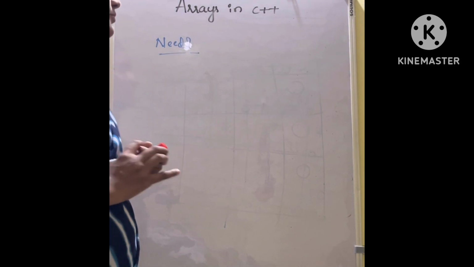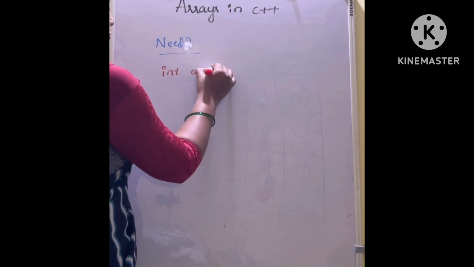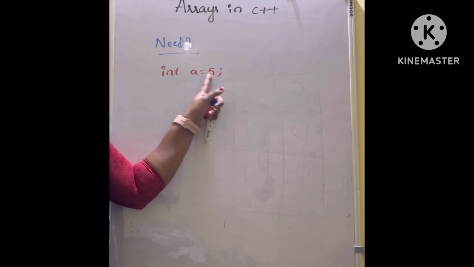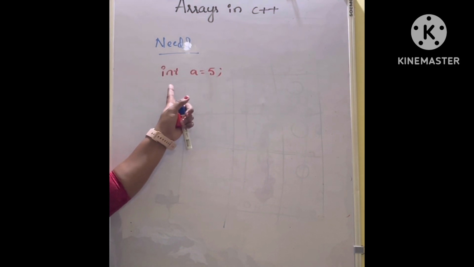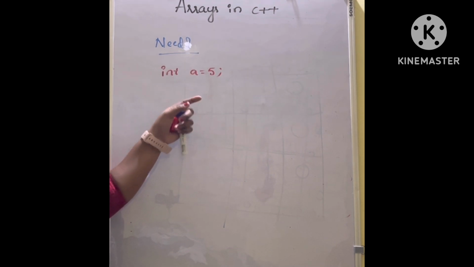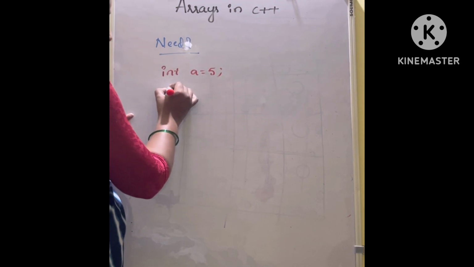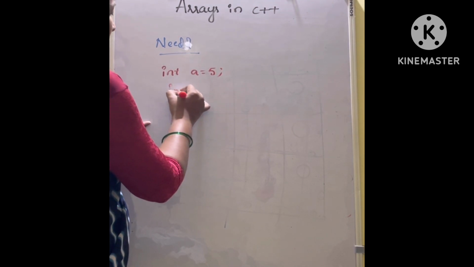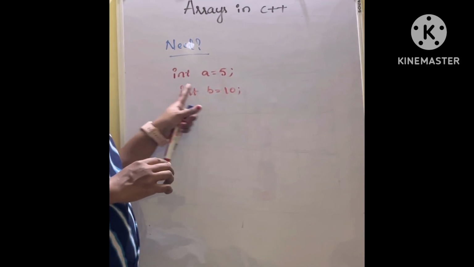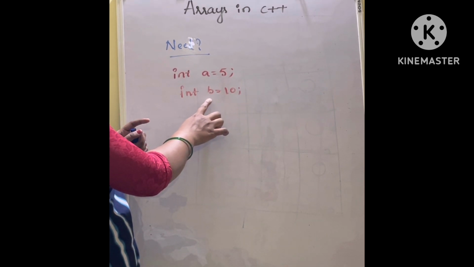Suppose I give the example int a = 5. I'll write the variable a, and I'm assigning the value 5 here. So it is an integer data type. For each variable of integer data type, it is going to take 4 bytes. Suppose I declare int b = 10. So b is also an integer data type. It is going to take 4 bytes for the variable b.